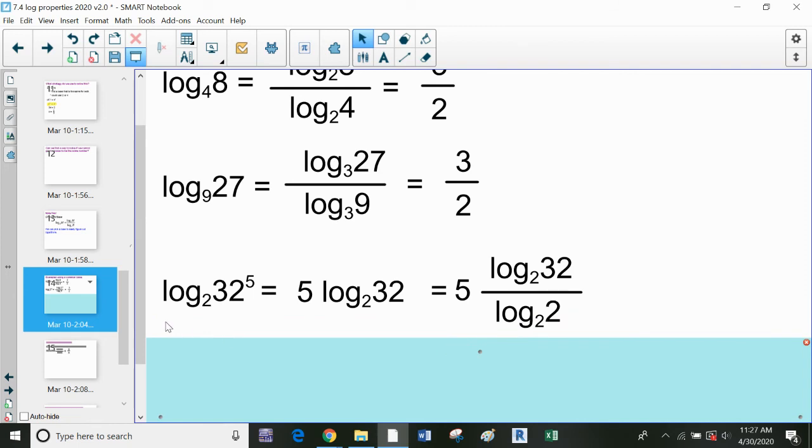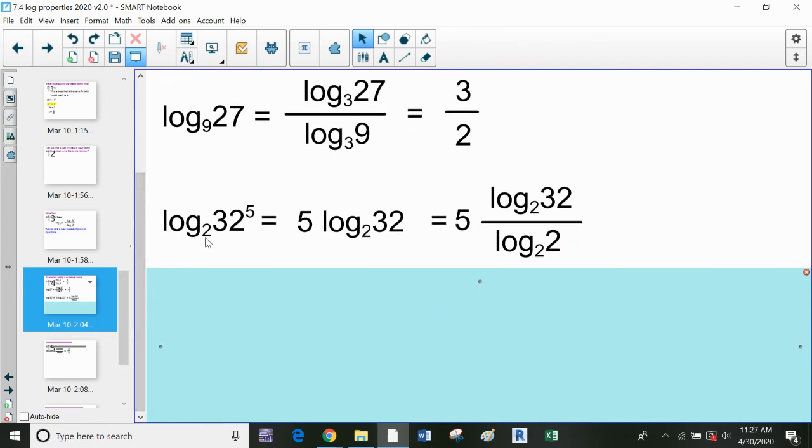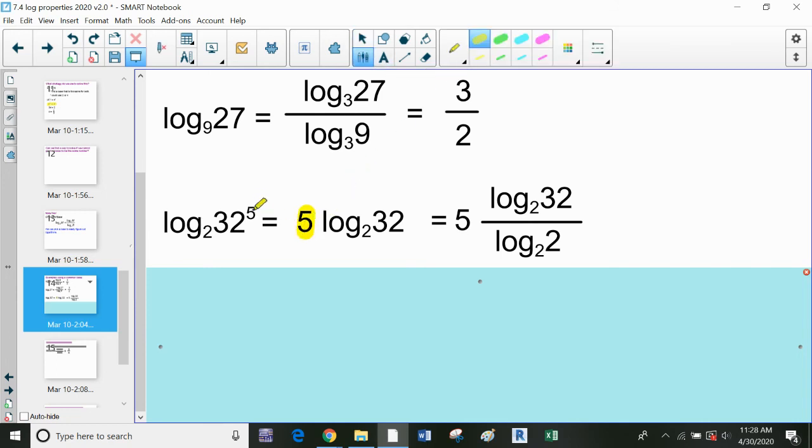Now, this one's a little bit weirder, because you knew I was going to make it weirder. It wasn't weird enough. Log base 2 of 32 to the 5th power. Okay, first of all, you've got an exponent right there, so you're going to have to deal with that first. I bring it out front. Remember, our power rule says when you have an exponent on the argument, send it out front. So here's that 5, and I'm going to have now 5 times whatever quantity this is.